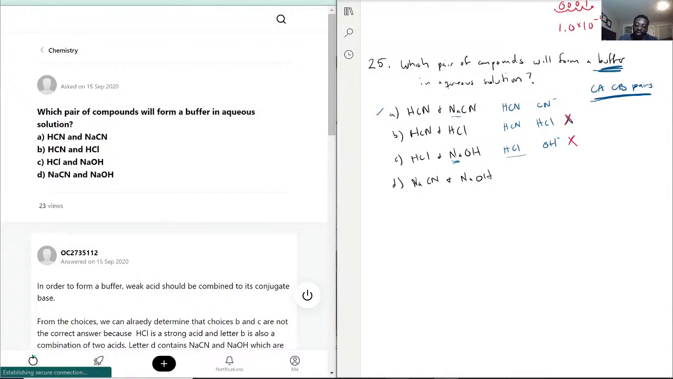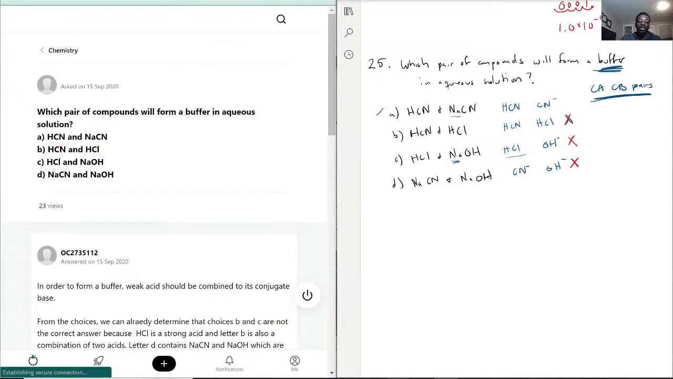And now NaCN and NaOH. Okay, so we have CN minus and OH minus. These actually are both bases, so right away we can already get an answer. But we can't just assume yet, because there's a possibility that none of them are the correct answer, although I highly doubt that's the case.